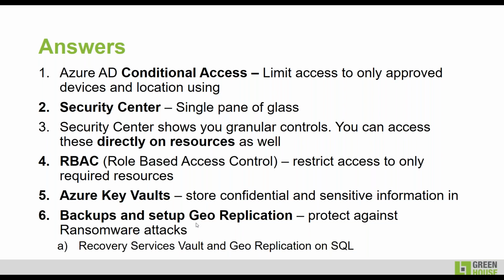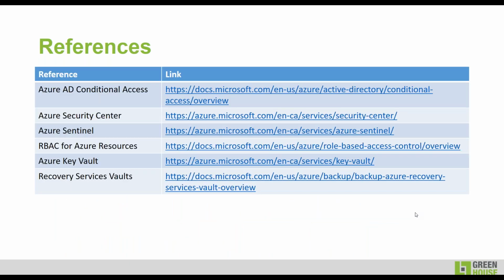Backup and setting up geo-replication is highly recommended for your VMs and for your different resources like SQL databases, to protect against ransomware attacks. If your original VM is compromised, you can still recreate the VM using the backup or your geo-replicated VM. At the end, these are some of the resources that can help you get started. And that concludes the session for today.